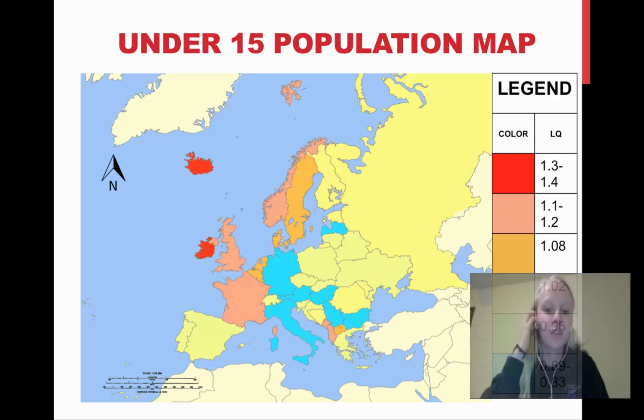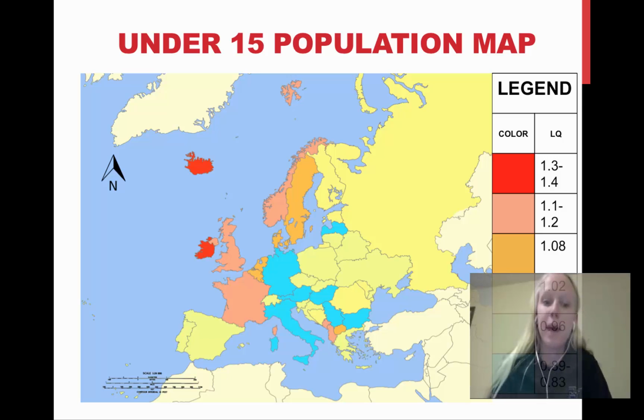So this slide right here shows the map of Europe organized by location quotient of the under 15 population in Europe. The legend along the side shows which color represents which location quotient and how they relate to each other along the numbering scale. This map features a title, the north arrow for directional purposes, and the scaling tool along the bottom in the left-hand corner.